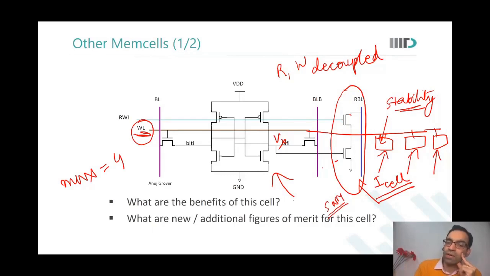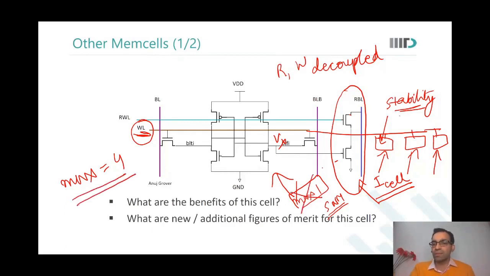If you were to use only MUX1, then I would also say that stability problem is taken care of. But if I am not using MUX1, I am using a higher MUX, then stability problem remains. All that I have achieved through this 80 cell then is I have improved the I cell without impacting stability.